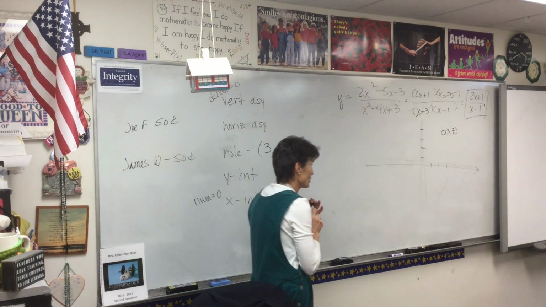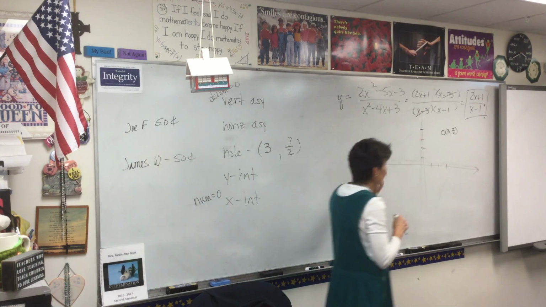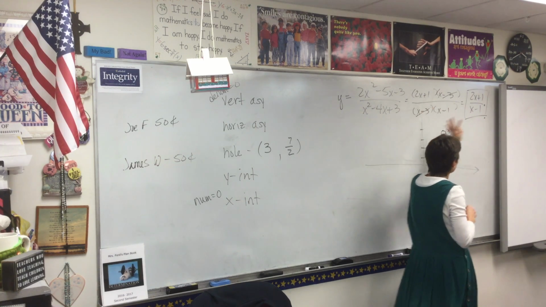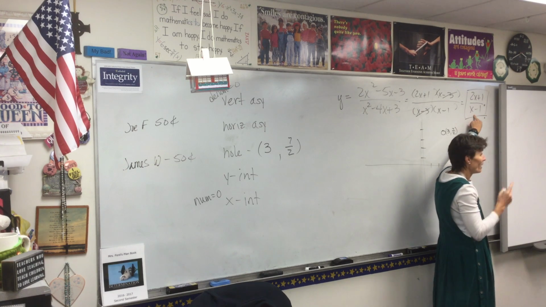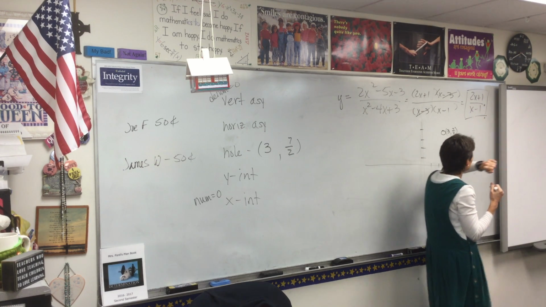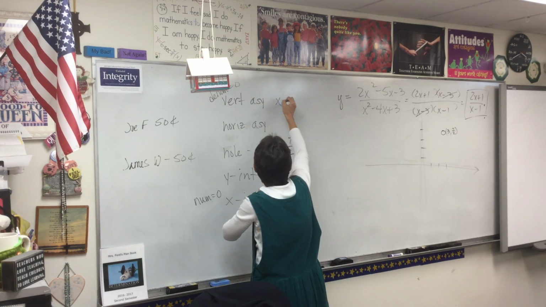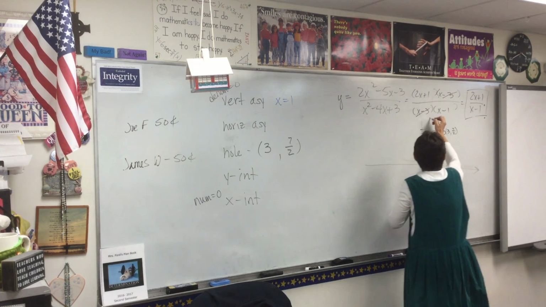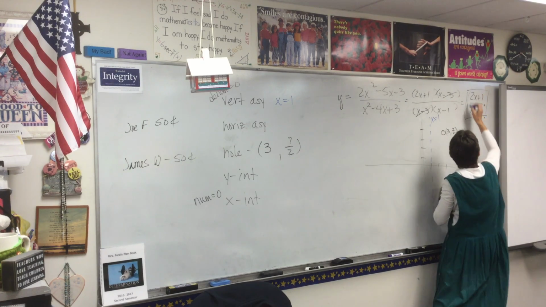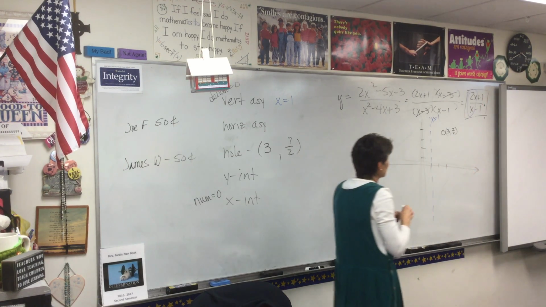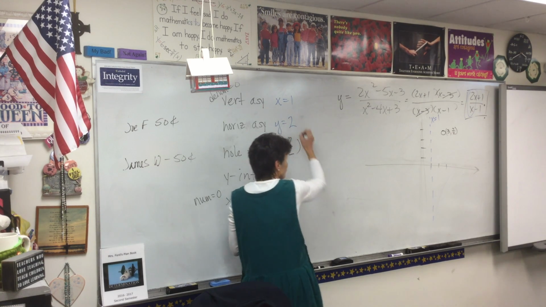Now I need my asymptotes. So where do I have asymptotes? Remember, kids, you're not looking anywhere but at the box. You have one vertical asymptote, and where is it? X equals 1. And then look right here, this is how you find your horizontal. So what's your horizontal? Y equals 2.